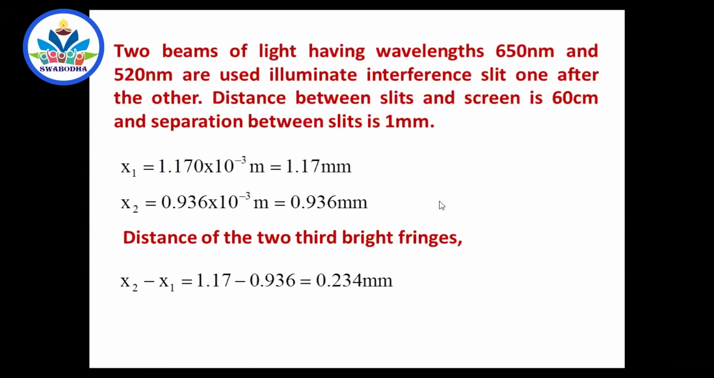This should be x1 minus x2, okay, because this is far away and this is smaller. Far away is the 650 nanometer third bright fringe. The 520 nanometer third bright fringe will be closer. So x1 minus x2, please correct this. x1 minus x2 is 1.17 minus 0.936, which is 0.234 millimeter.